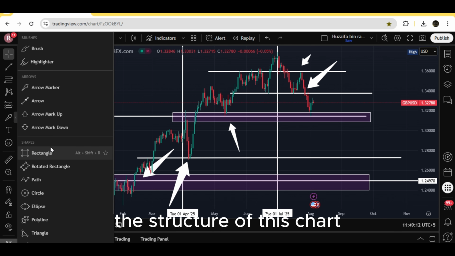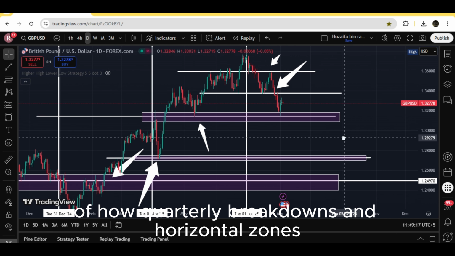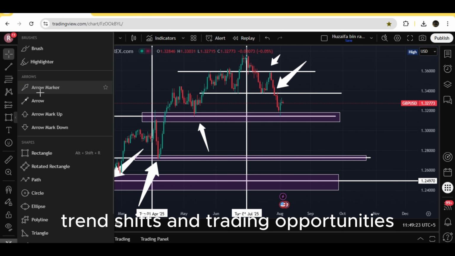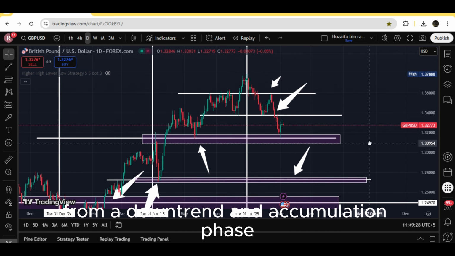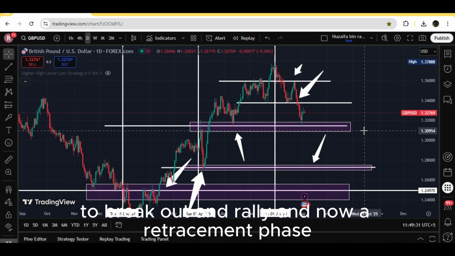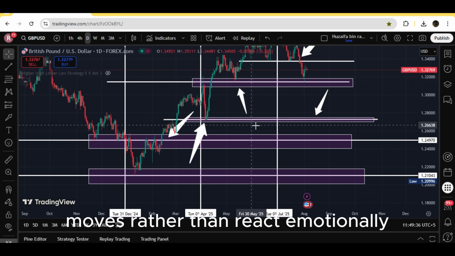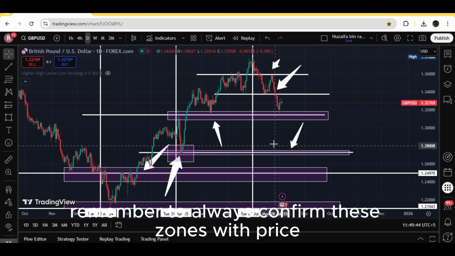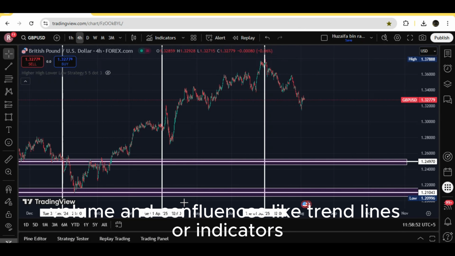The structure of this chart gives us an excellent example of how quarterly breakdowns and horizontal zones can help us identify institutional levels, trend shifts, and trading opportunities. We've seen a full market cycle here, from a downtrend and accumulation phase to breakout and rally, and now a retracement phase. Such detailed analysis allows traders to anticipate moves rather than react emotionally. If you're using this strategy in your own trading, remember to always confirm these zones with price action, volume, and confluences like trend lines or indicators.